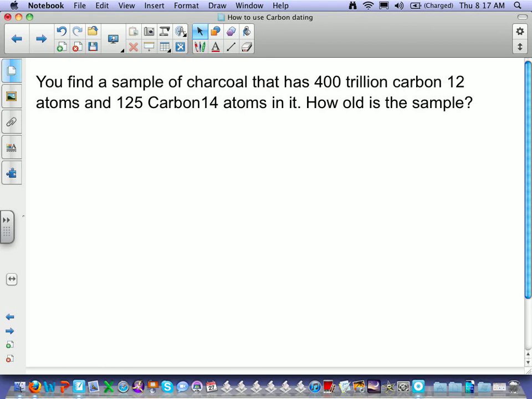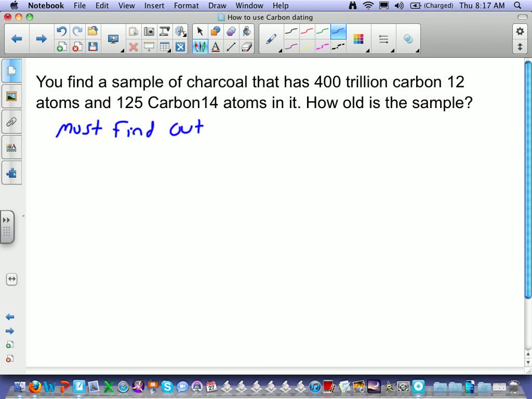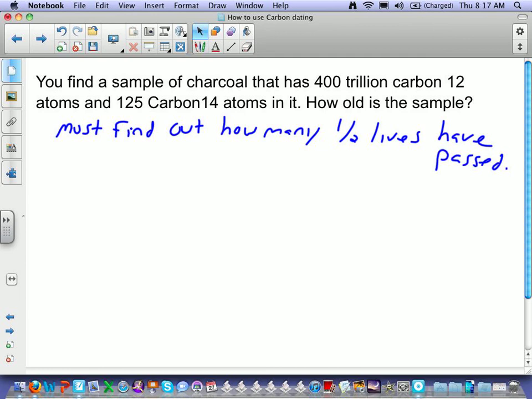Okay, so let's look at some examples of this. Anytime you're solving these problems, you have to find out how many half-lives have passed. How many half-lives have passed?